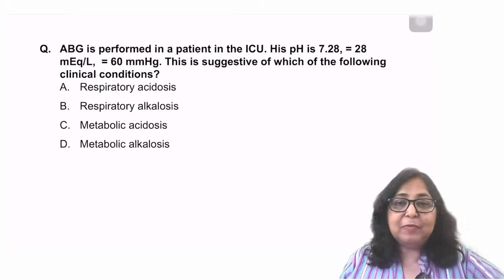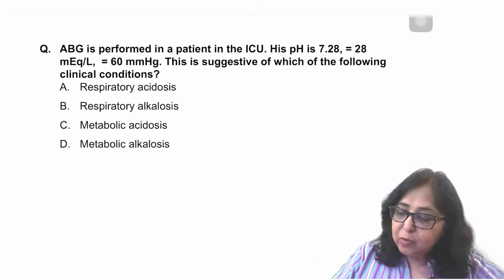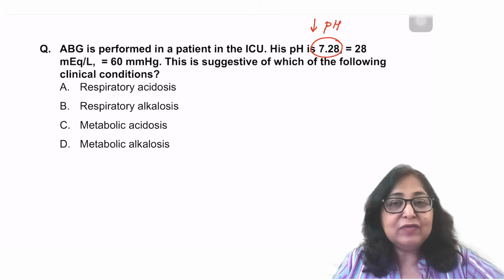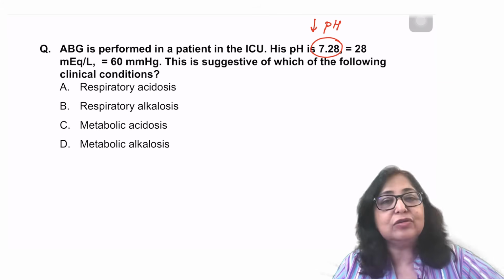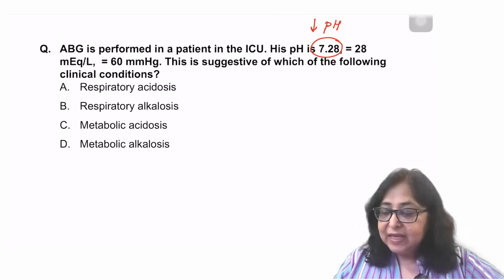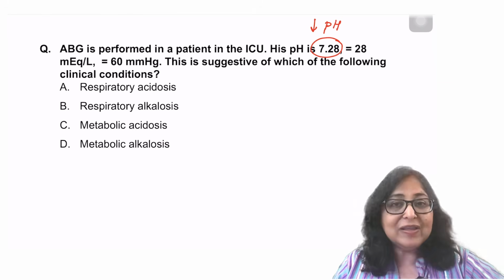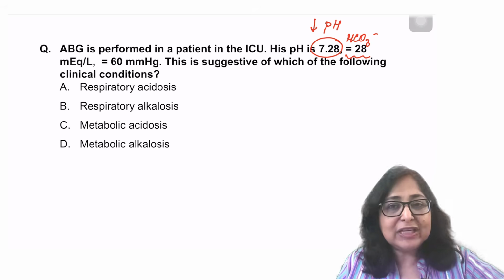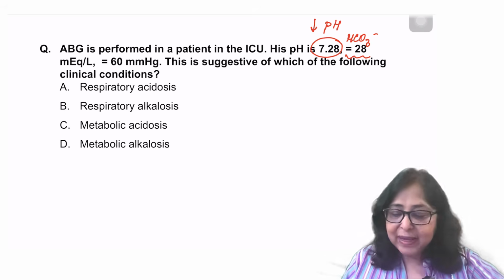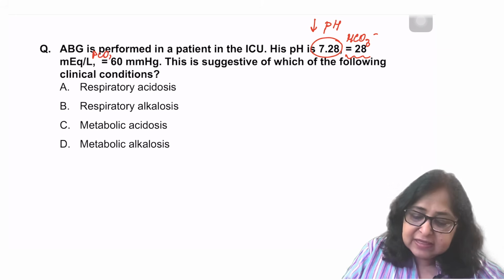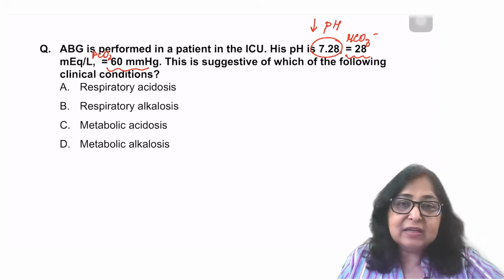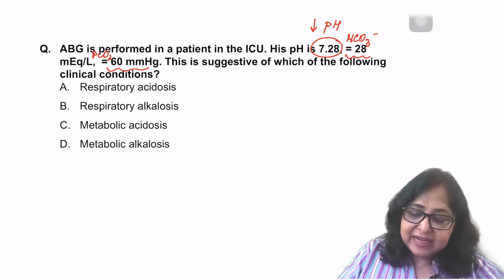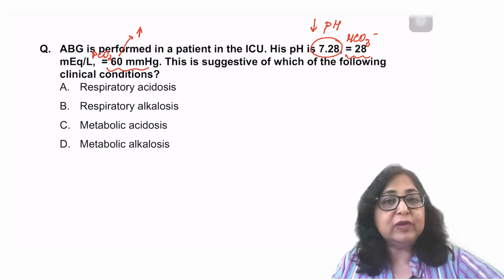Arterial blood gas analysis is performed in a patient in the ICU. His pH is 7.28, so pH is definitely low. Normal pH has to be between 7.35 to 7.45, 7.38 to 7.43. So this is definitely a low pH, that means acidosis. Bicarbonate is 28. Normal is about 24 to 25 milliequivalents per liter. PCO2 is 60. Normal arterial PCO2 is 40. So this is definitely elevated. This is suggestive of which of the following?